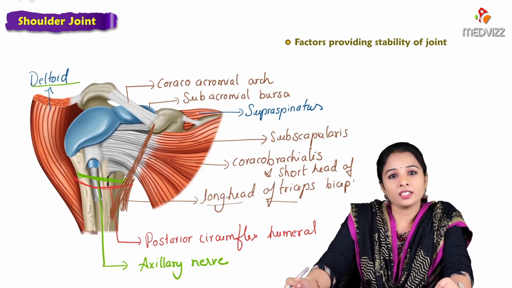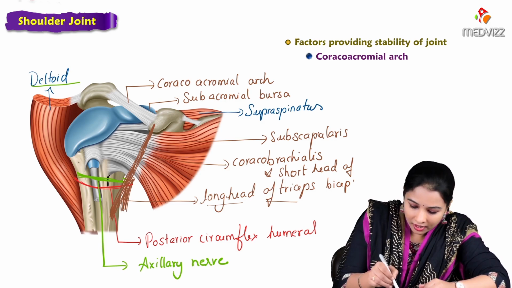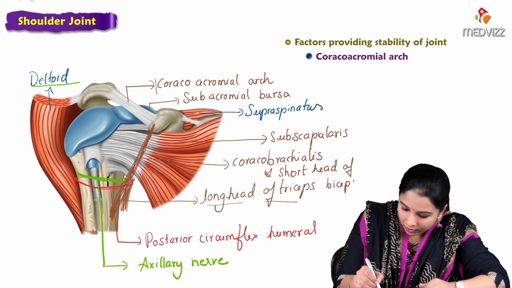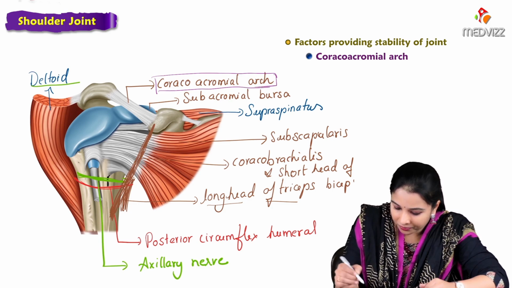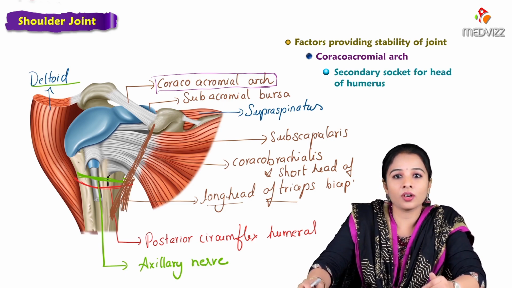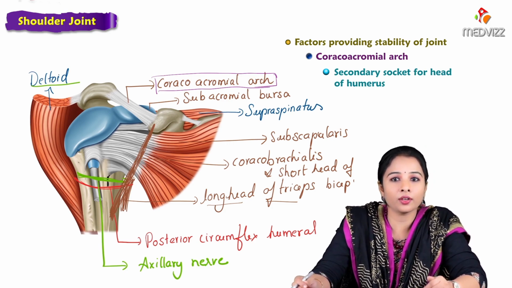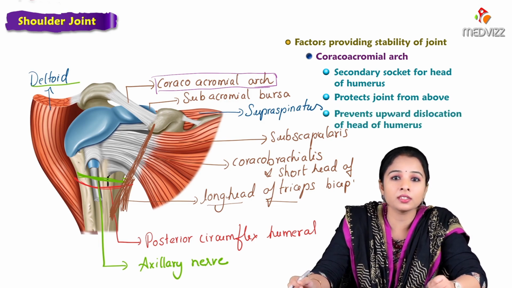Okay, the next factor which provides stability to the shoulder joint is the coracoacromial arch. Here is the coracoacromial arch which I have already labeled. This forms the secondary socket, otherwise called the secondary socket for the head of the humerus. And it protects the joint from above and prevents upward dislocation of the head of the humerus.